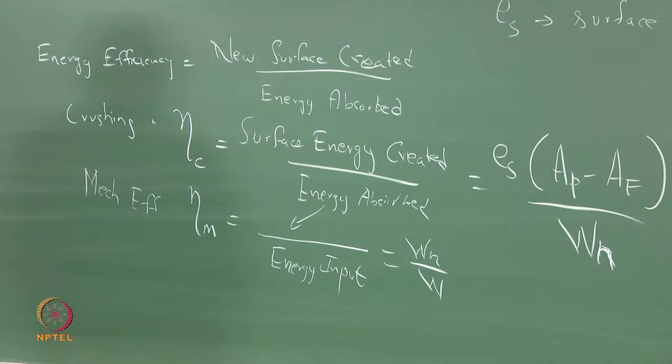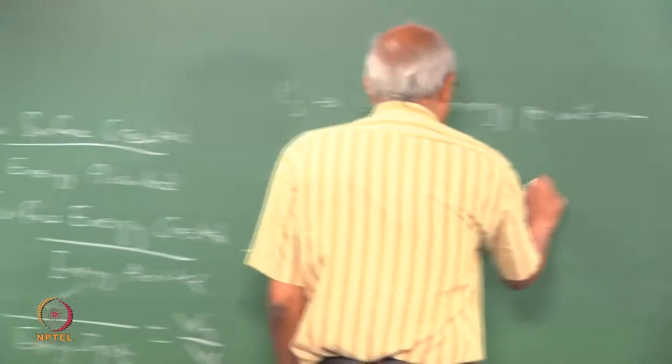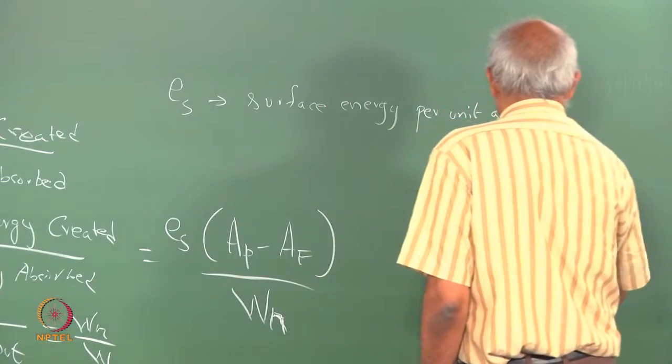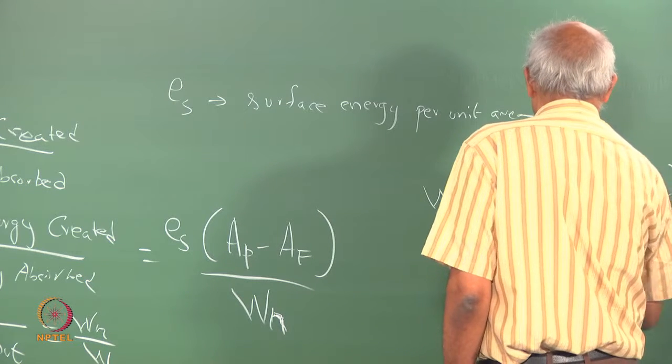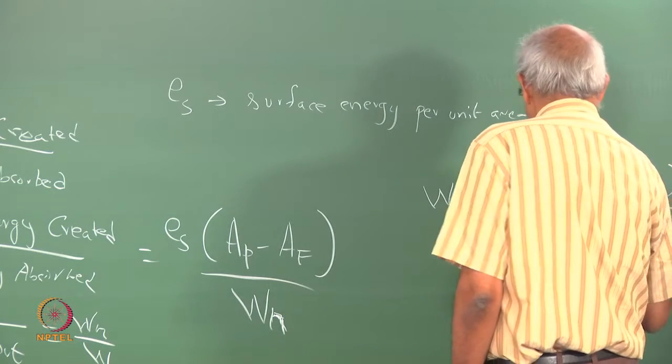But W is really what you can control. It is the total energy that you are supplying to the system. So, you can now go ahead and write that W as being equal to ES times AP minus AF divided by eta M times eta C.